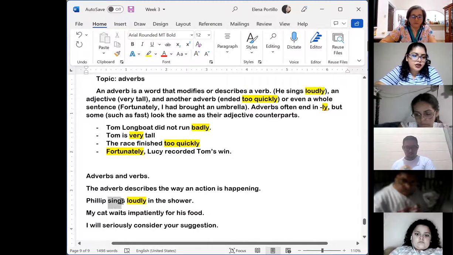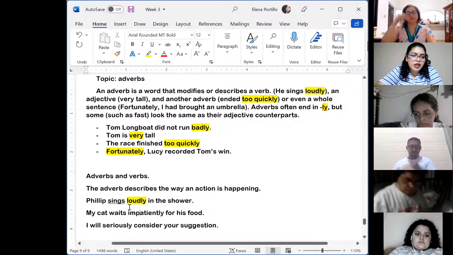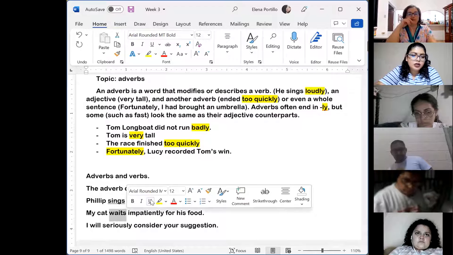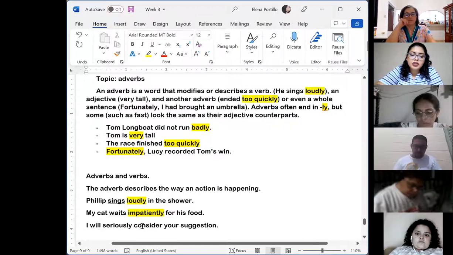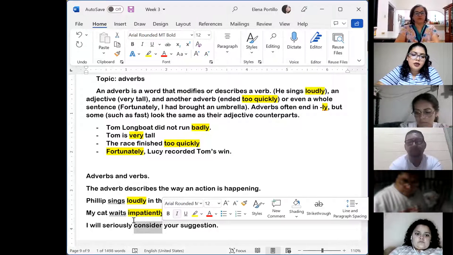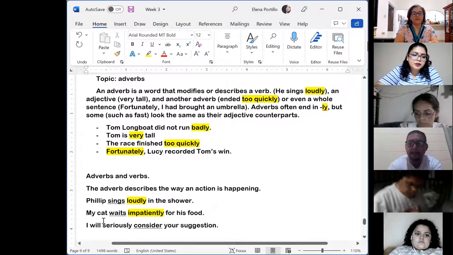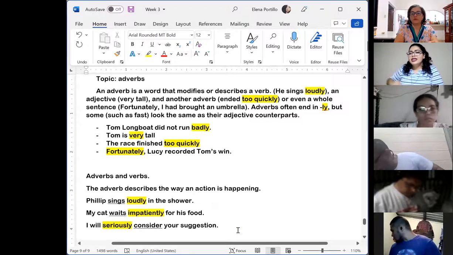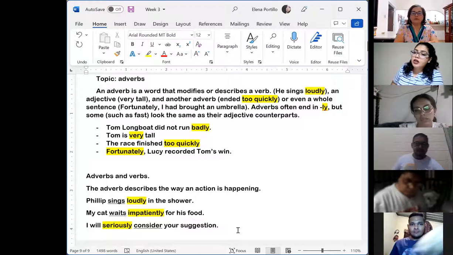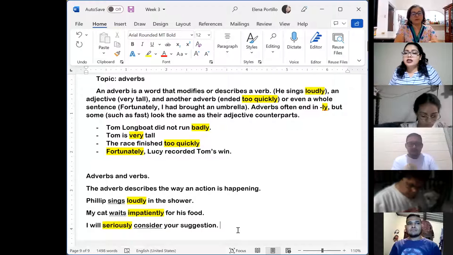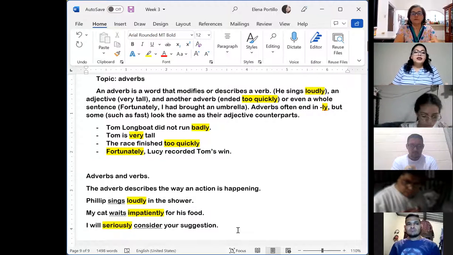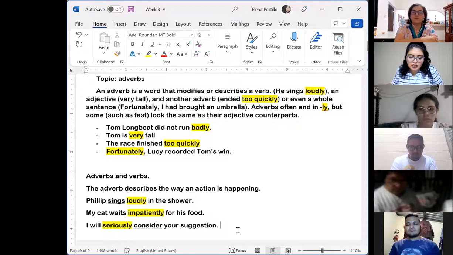Okay, we have here, this is the verb. We are going to mark like this. And then we have the adverb. In this, the cat is waiting. So this is the verb or the action. And this is the adverb. Then, I will seriously consider. In this case, this is the auxiliary. And we are going to mark this one. And this is the adverb. So in this case, the adverb is telling us how someone or something is performing an action. In the first and the second one, for example, it's telling how the cat is waiting for something. In this case, it's for his food. So obviously, the cat is waiting impatiently because he is hungry. So the adverb tells us how an action is performed or how the action is happening.